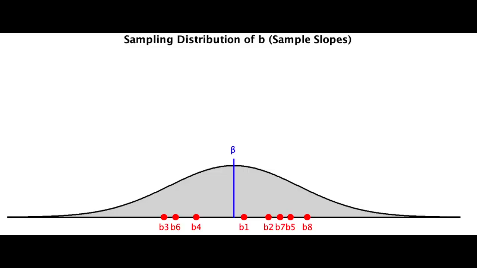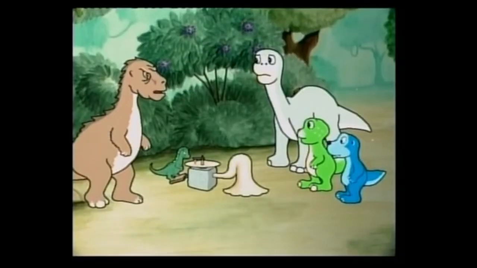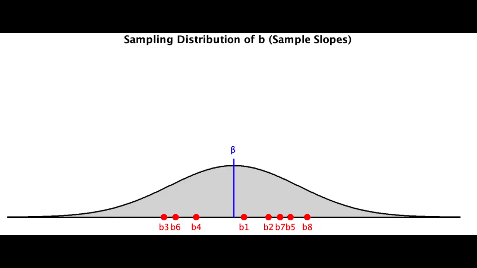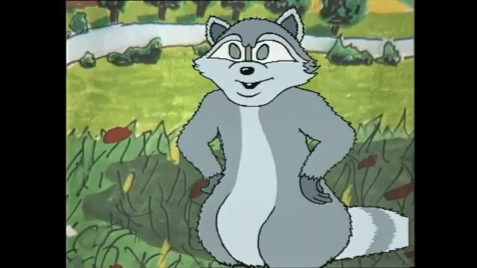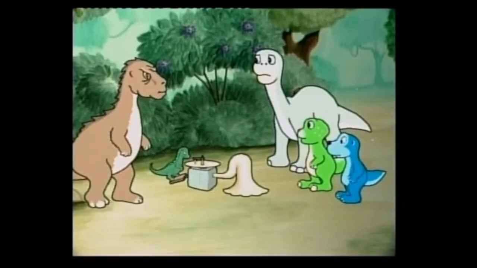Imagine we take 1,000,000 different samples of dinosaurs. Each time we get a slightly different sample slope, right? Because every sample is a little different. If we plotted all those different sample slopes, they would form a sampling distribution of b. And guess what? If the conditions are met, this distribution looks so stupid. Waboo! That's not correct. It looks beautiful and bumpy and curvy.